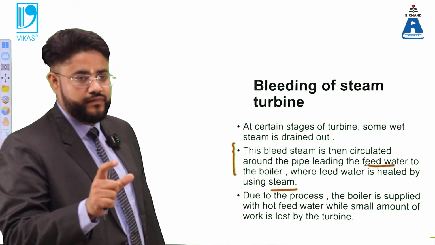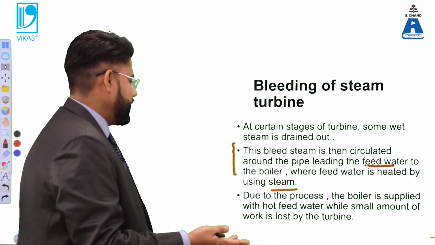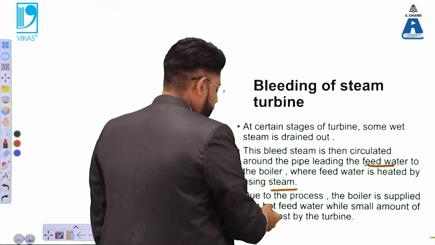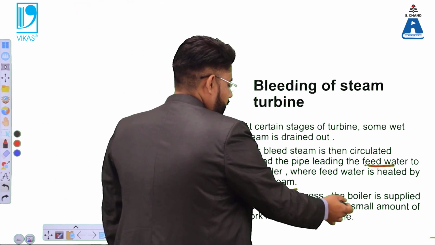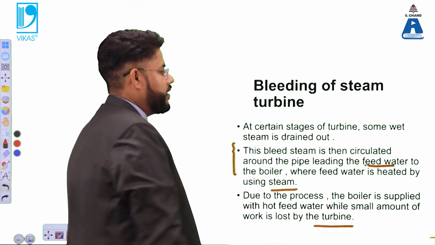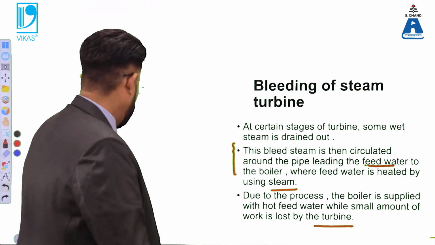So that wet steam which is being bled out of the turbine is reutilized, and during this process the boiler is supplied with hot feed water while a small amount of work is lost by the turbine. So we can utilize that particular steam for a particular operation.